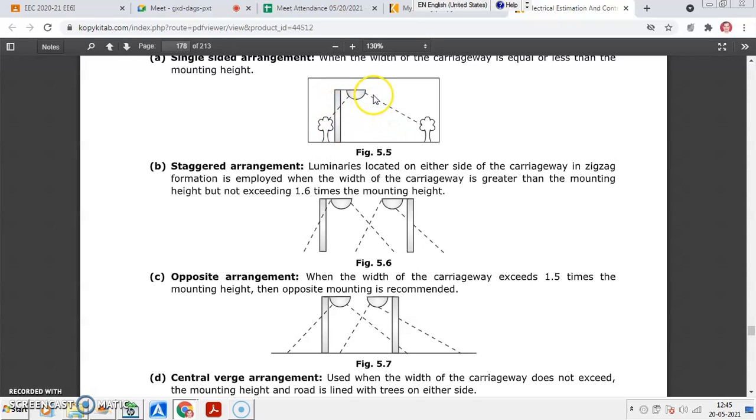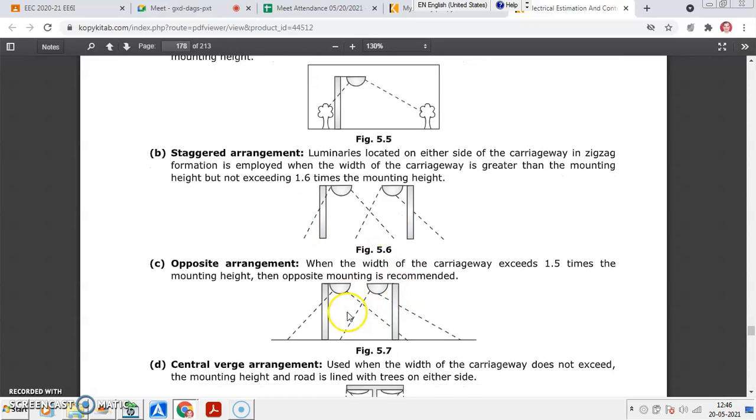The spectrum shown by the dotted line is actually the area under illumination. So here this is the area under illumination of this lamp, this is the area under illumination of this lamp, and this is common. Normally glare appears over here. So the arrangement should be such that the illumination level at this particular point and this particular point must be equal as far as possible.